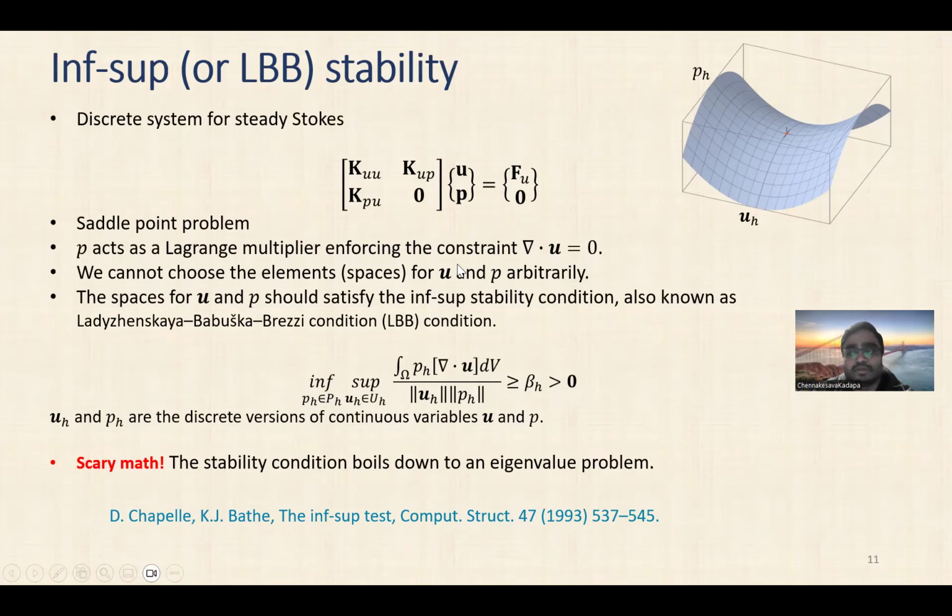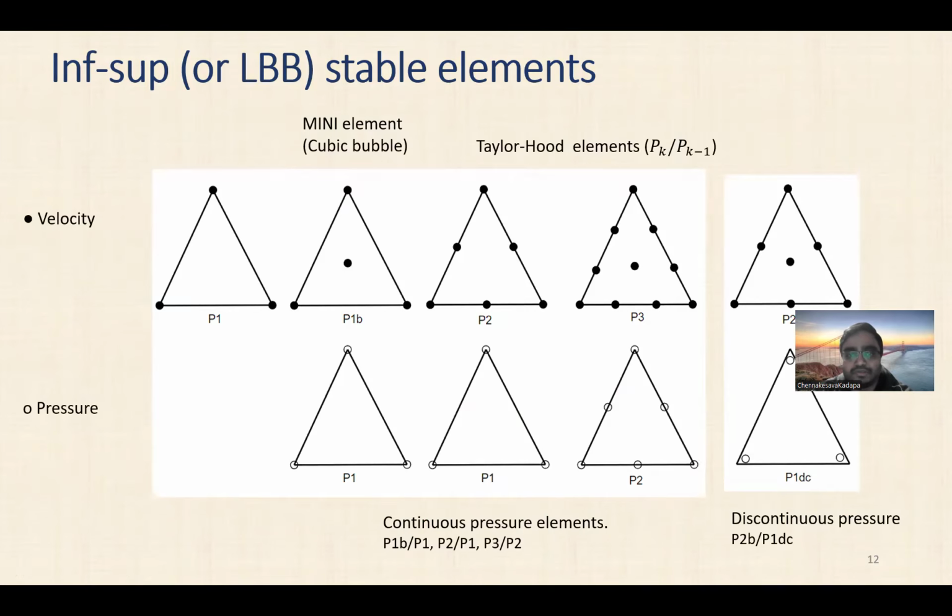Now, what is the bottom line? The bottom line is we cannot choose U and P arbitrarily. We have to choose them such that U and P satisfy the LBB condition, so we are restricted in what we can choose. As we have seen, we cannot choose U and P the same because it violates the inf-sup stability condition. So there are a few options that we can use.